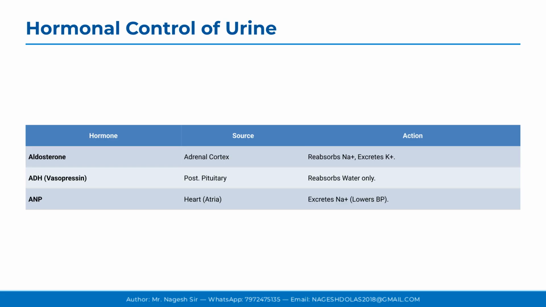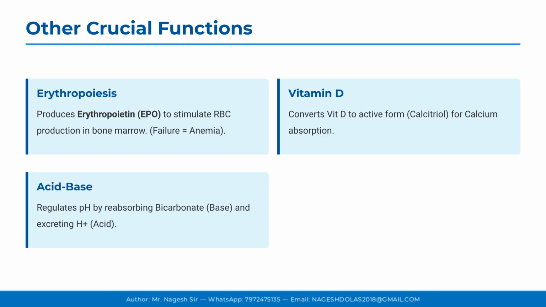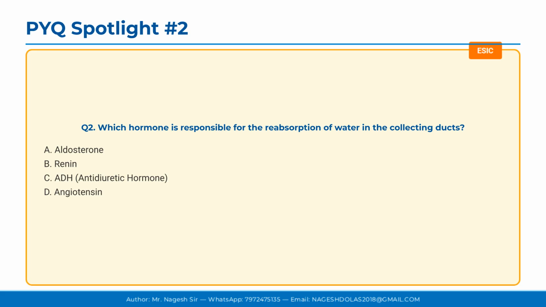ADH from the posterior pituitary reabsorbs water. ANP from the heart atrial cells excretes sodium, thereby lowering blood pressure. Other crucial kidney functions include erythropoiesis through the production of EPO, the conversion of vitamin D to its active form, and acid-base balance by regulating bicarbonate and hydrogen ion excretion.